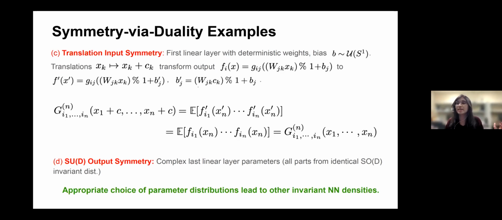So you should ask me at this point, what about training? How does symmetry via duality work during training? And I will answer that.